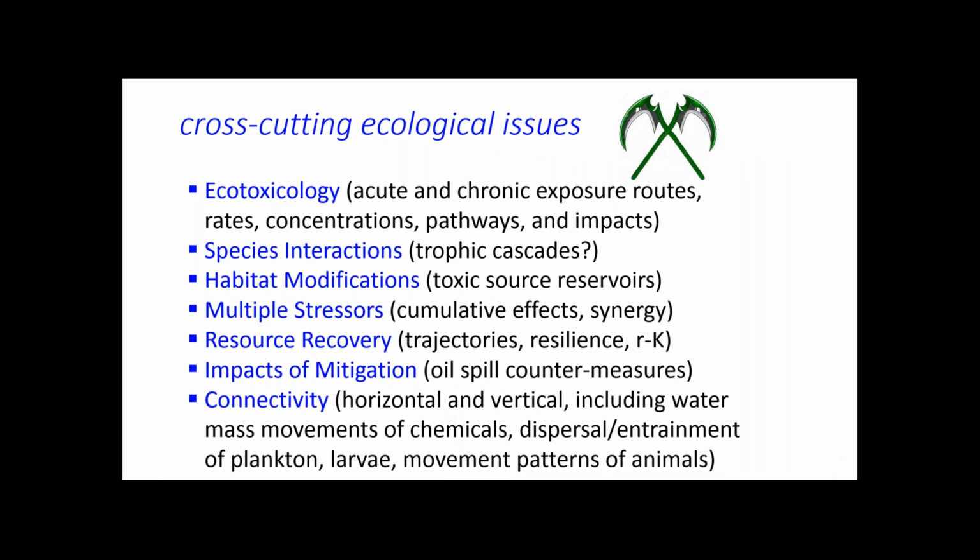So when we look at the ecosystem impacts of a massive spill like this, there are a number of what we would call cross-cutting issues that we need to keep in mind as we look at the impacts that are assessed, and also try to make some projections. And they include, of course, the ecotoxicology, and that is both the acute and the chronic exposure routes, rates, concentrations, pathways. Remembering that the Gulf is an oily place to begin with, there is a certain level of chronic exposure.